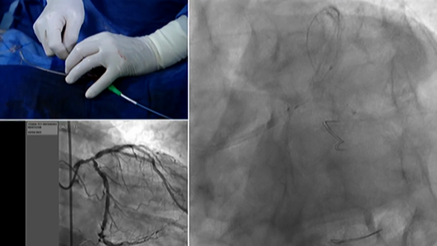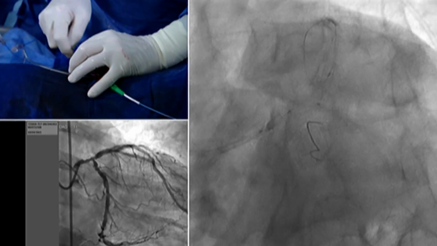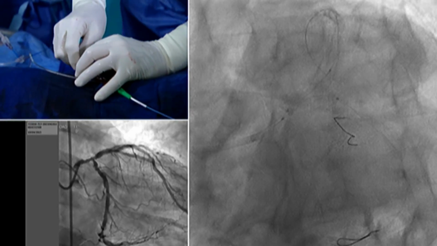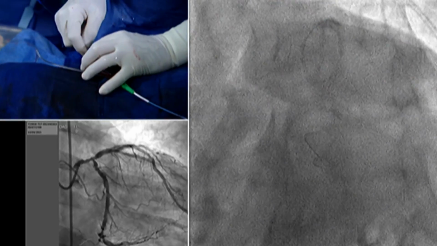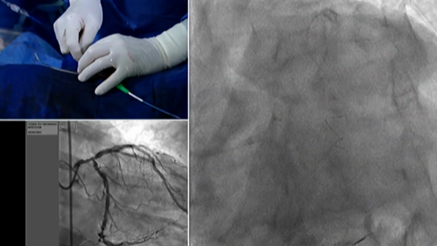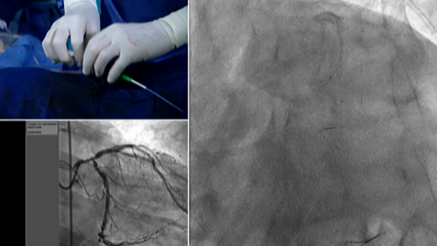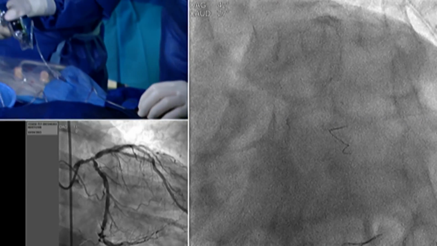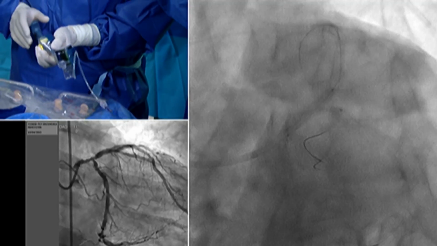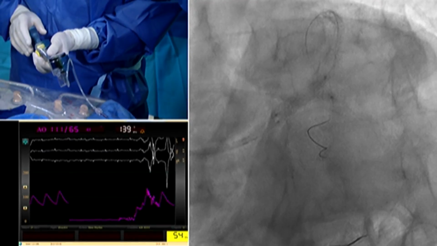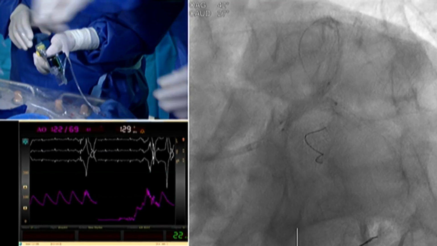Wait, there is a problem. Wait. This is a circumflex, which is good. And now I pull back the LAD. Okay, it's okay. 6 on both. 8 on both, no more than 8.